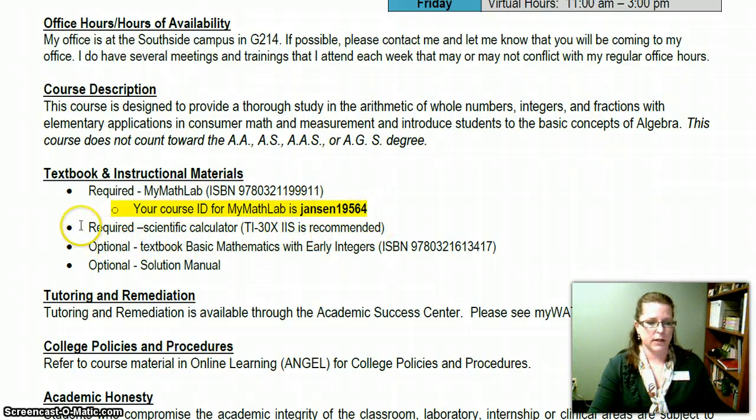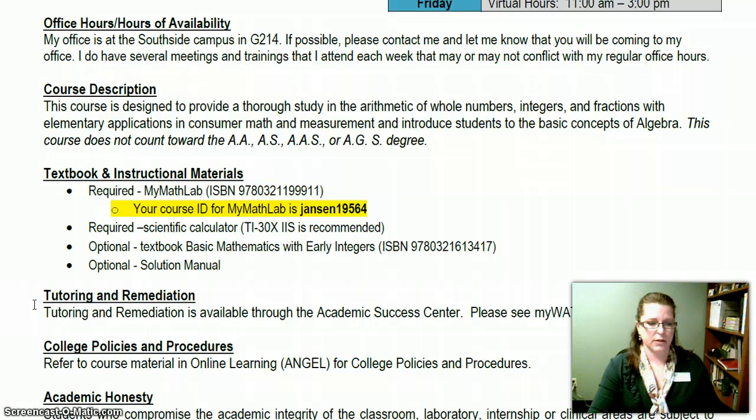You will also need to have a scientific calculator. Here's a recommended Texas Instruments model if you don't have one and you're looking for one, but really any scientific calculator will do. You have an optional textbook if you would prefer to have a hard copy of the textbook. That is totally optional. An ebook comes with the My Math Lab, so everything in the actual textbook you will have access to on the ebook. And then there's an optional solution manual, and this goes with the textbook.